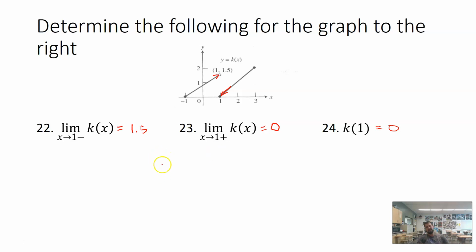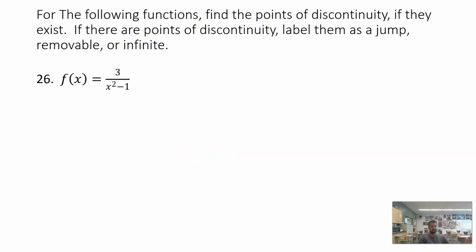Now number 25, which is the next question, asks us to use limits to describe that exact same situation. The only reason why that is the case is because 1.5 does not equal 0. Not all of these are equal to each other. If all three of those numbers were equal to each other, then we would say that the function is continuous. So that was the answer to 25.